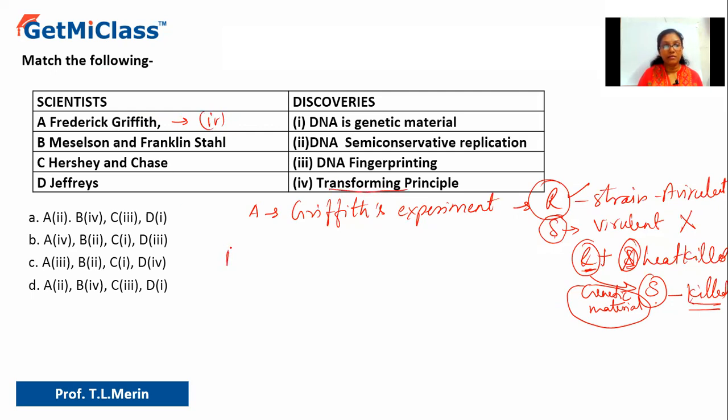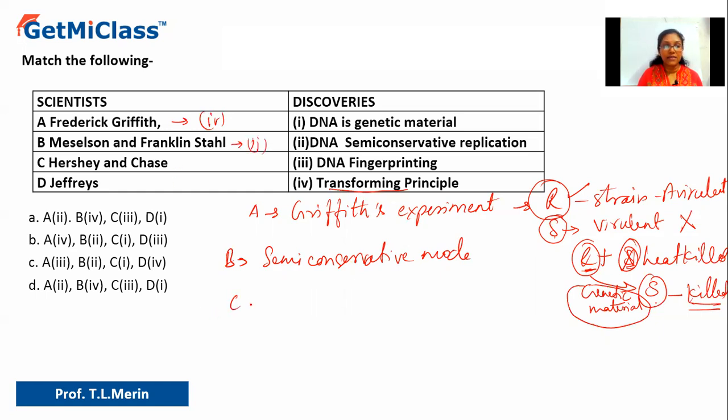Then B says Meselson and Stahl. We all know Meselson and Stahl. These people were responsible for proving the semi-conservative mode of replication. So this we know very well, and hence option B should be matching up with the second one.